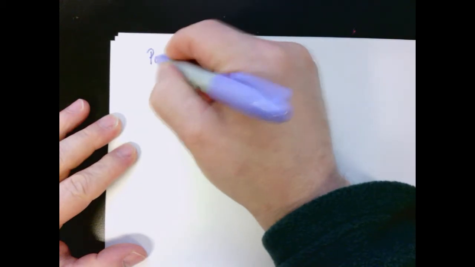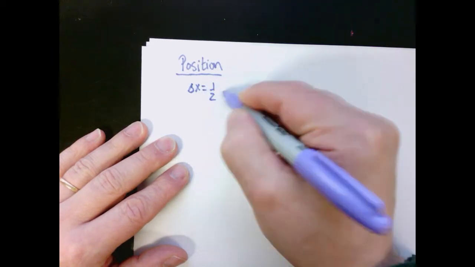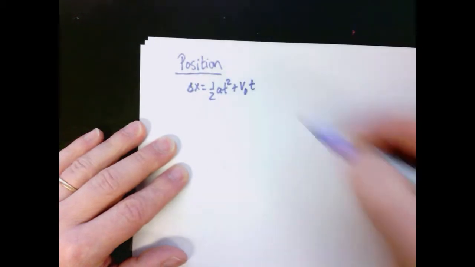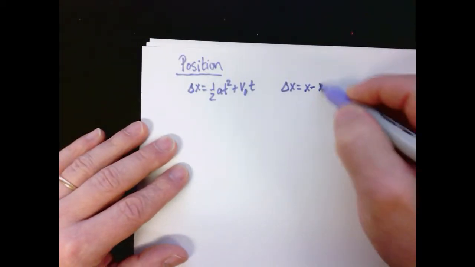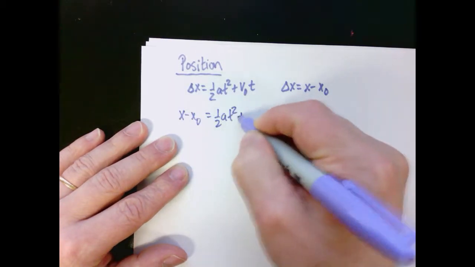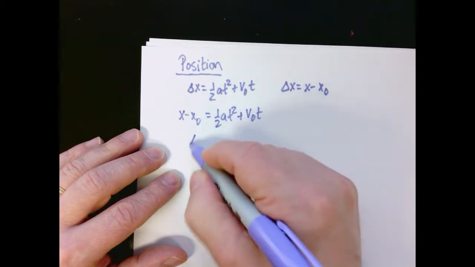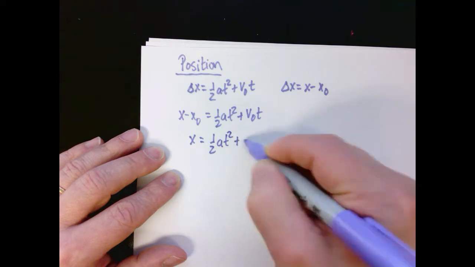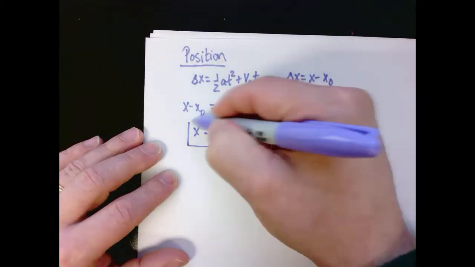The next thing for us to consider with this example is the position. Now, in the last examination, we knew that delta x is 1/2 AT squared plus V0t. But by definition, the change in position, the displacement, is x minus x0. So substituting in, we get x minus x0 equals 1/2 AT squared plus V0t. So what is the position x? If we add x0 to both sides, we get x equals 1/2 AT squared plus V0t plus x0. So this is now the equation for the position.